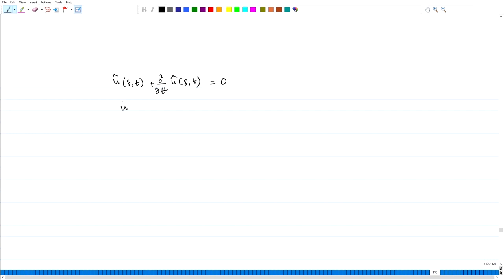And we know that this is again an ODE, we know how to solve it. This is equal to A of xi times e to the power minus 2 pi mod xi t. So in order to find the value, u hat of xi, 0 as before is f hat of xi.